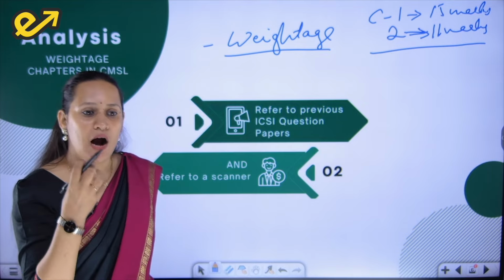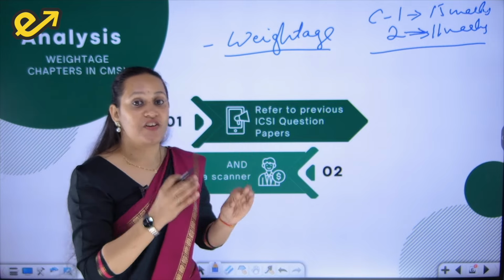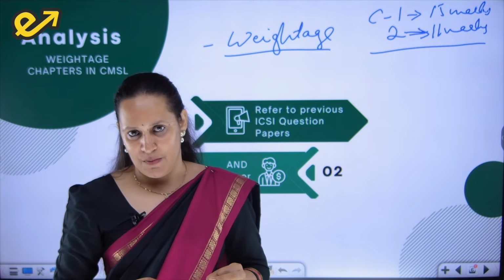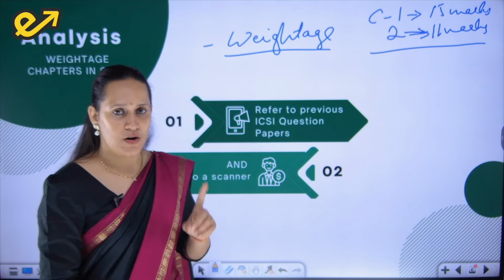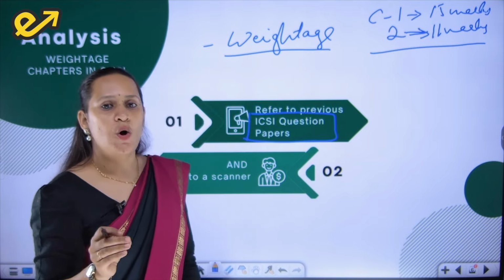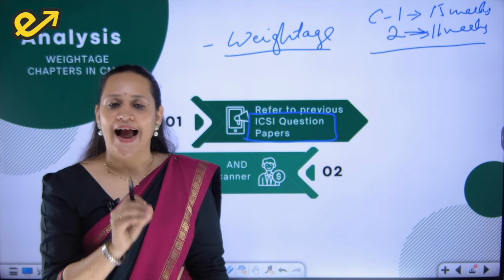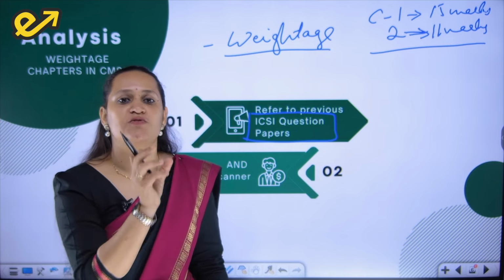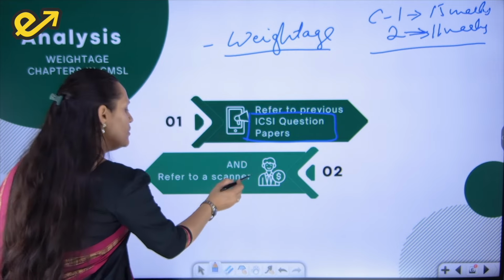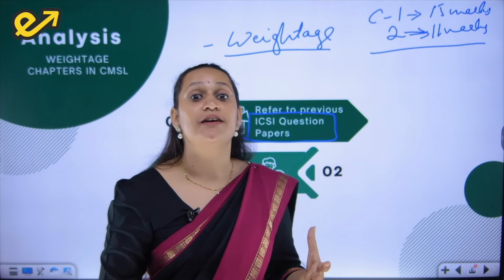What is the marks that can be asked from one particular chapter in the question paper? So you have to identify the weightage of the chapters based on the previous ICSI question papers. So how are we going to do this? Firstly, you are going to open the ICSI website, go and check the previous ICSI question papers, spend some time and identify which question falls from which chapter and what is the marks that are being asked, right? You can also refer to the already existing scanners in which weightage analysis has already been done.